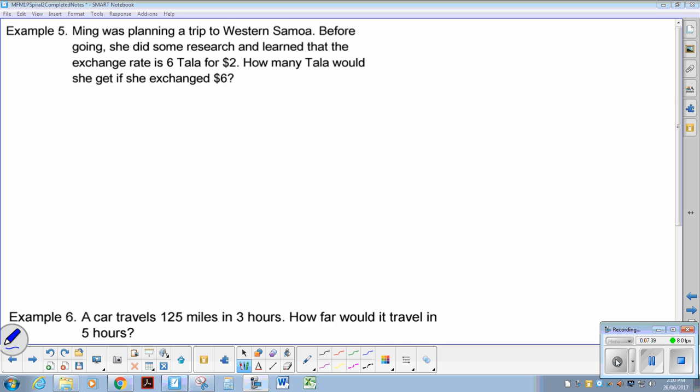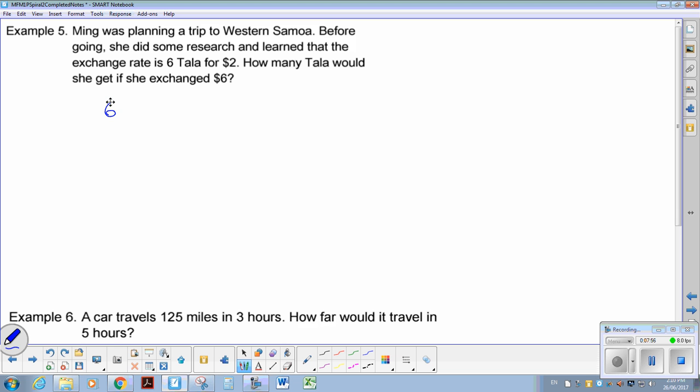Ming was planning a trip to Western Samoa. Before going, she did some research. So she's going to exchange her money. The exchange rate is 6 tala for $2. How many tala would she get if she exchanged $6?